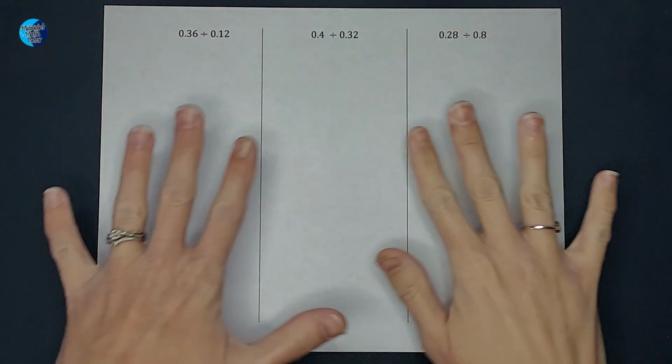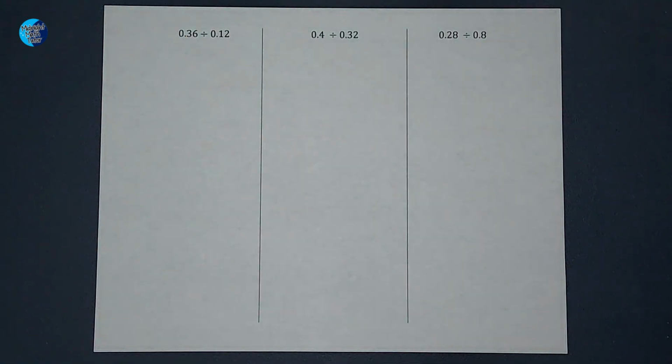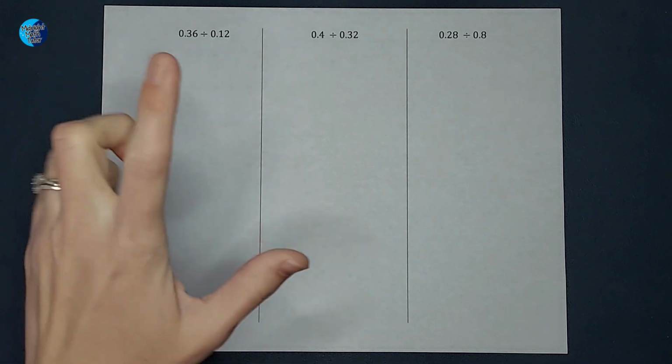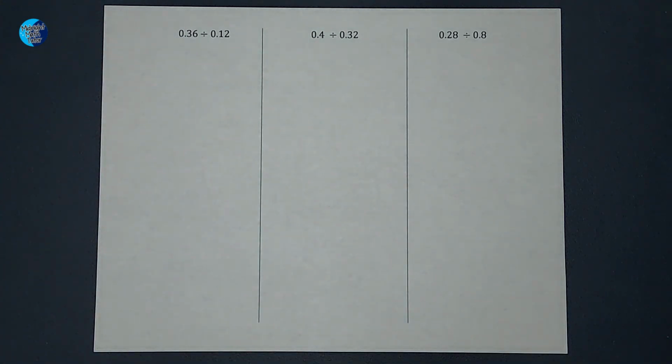So we are going to do 3 examples of a decimal being divided by another decimal. Now, whenever we divide decimals, we do not like the number on the outside of our box when we do the long division. We do not like it to have any decimals in it. And let me show you what I mean.